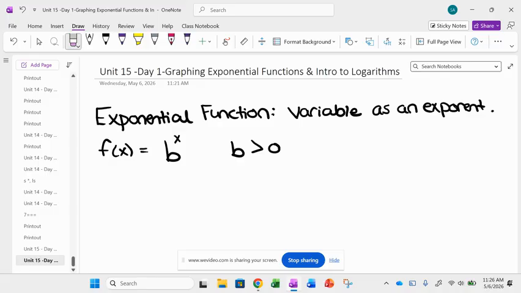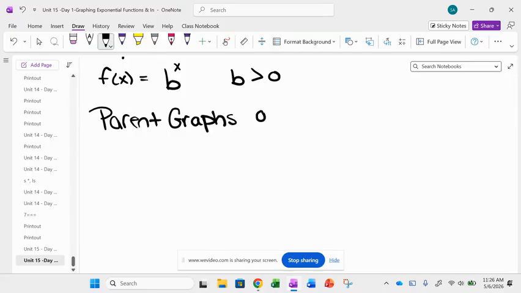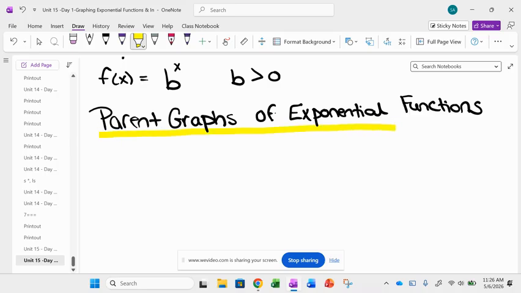Okay, so now let's talk about parent graphs of exponential functions. All right, there are 2 parent graphs. The first parent graph is y equals 2 raised to the x power.